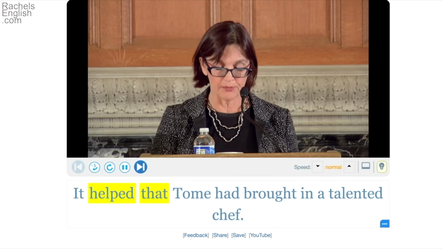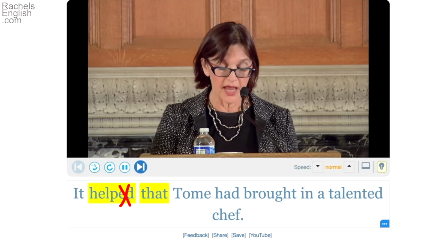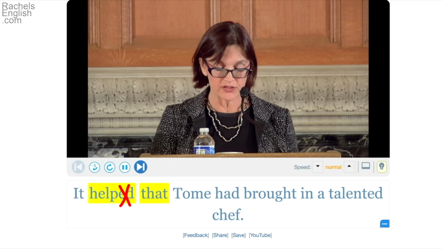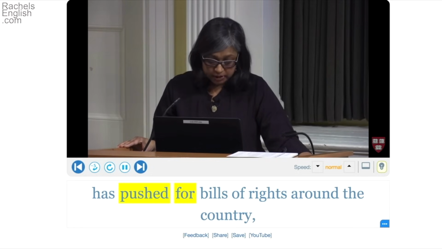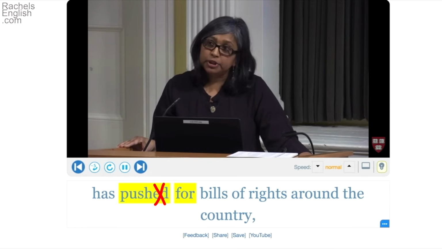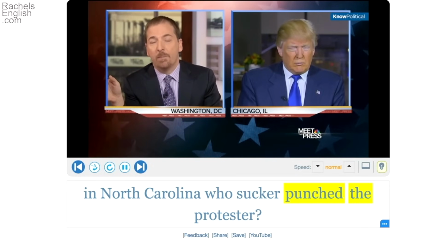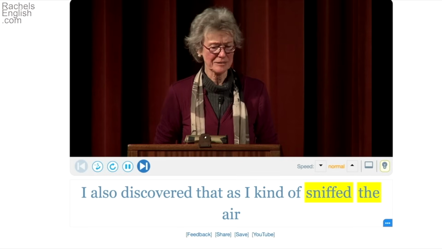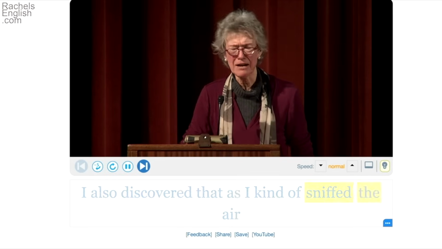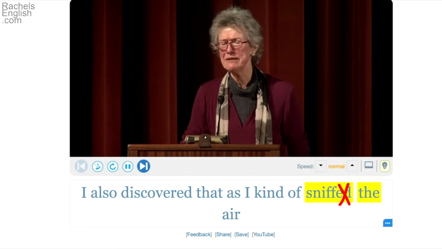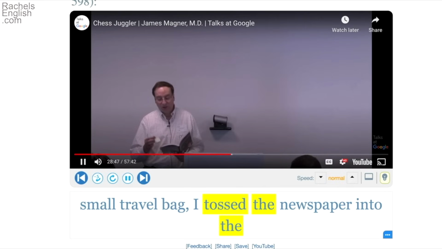It helped that Tomei had brought in a talented chef. It helped that. Has pushed for bills of rights around the country. Push for. Do you plan on paying for the legal fees of this older gentleman in North Carolina who sucker punched the protester? I also discovered that as I kind of sniffed the air around Lake Charles, sniffed the. I tossed the newspaper into the back seat.